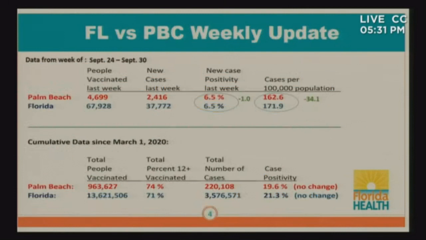This is the rest of the data for Palm Beach. We always compare it with Florida to see where we are. In addition to the new case positivity and the cases per 100,000, we also try to look at our total percent of 12-year-olds and older that are vaccinated. That's on the second line. So right now that number is 74.